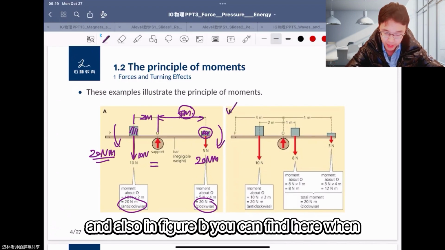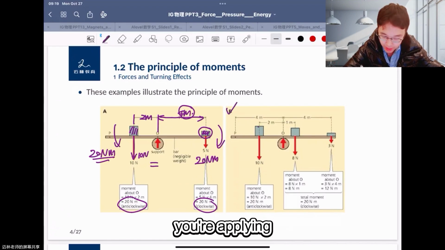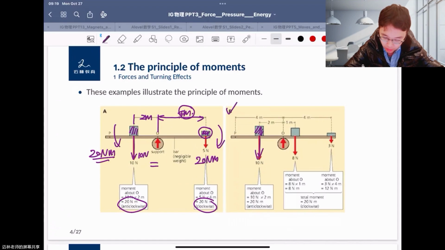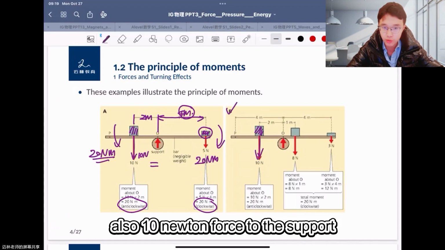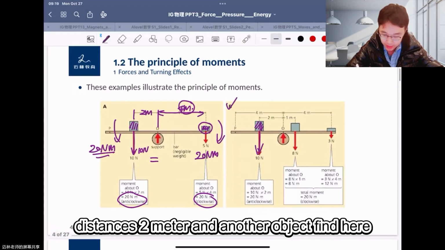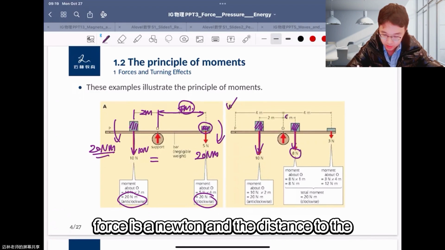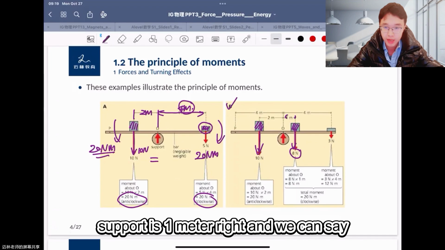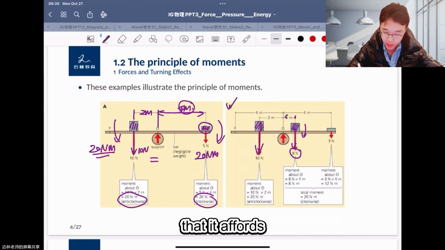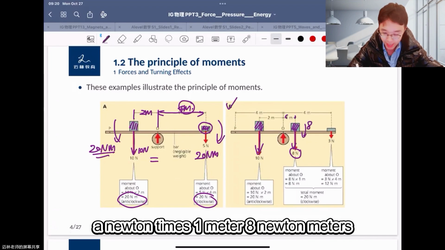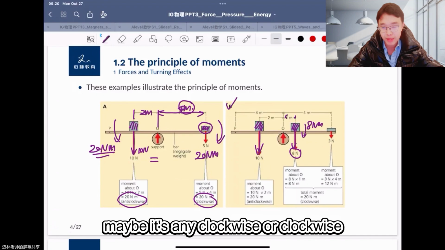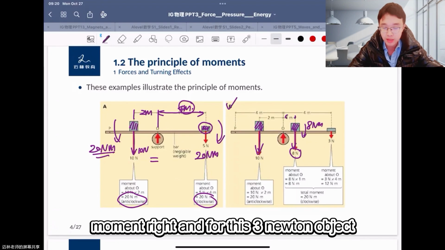And also in figure B, you can find here, when you're applying also a 10 Newton force, the distance to the support is 2 meter. And for another object here, the force is 8 Newton and the distance to the support is 1 meter, right? And we can say that it gives 8 Newton times 1 meter, 8 Newton meters. Maybe it's a clockwise moment, right?